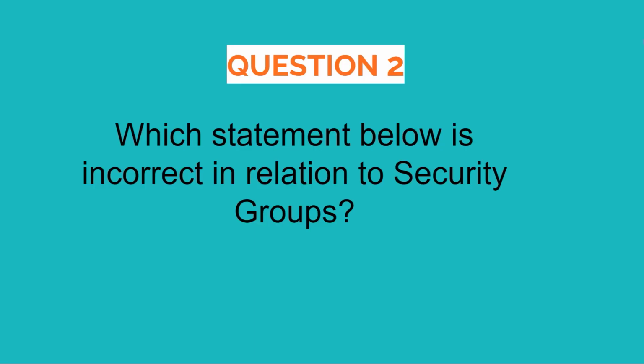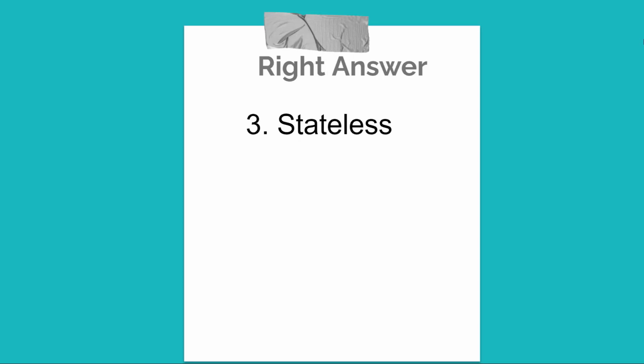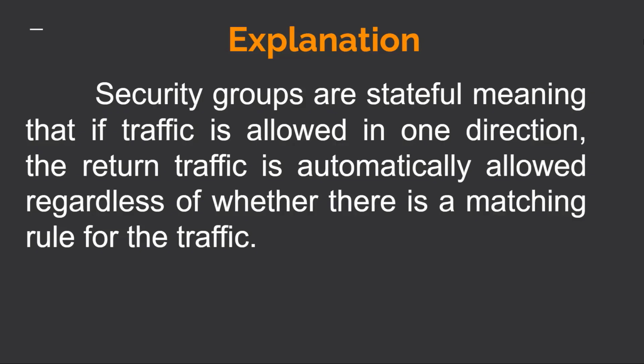Question. Which statement below is incorrect in relation to security groups? Option 1. Operate at the instance level. 2. Support allow rules only. 3. Stateless. 4. Evaluate all rules. Right answer is 3. Stateless. Explanation. Security groups are stateful, meaning that if traffic is allowed in one direction, the return traffic is automatically allowed regardless of whether there is a matching rule for the traffic.